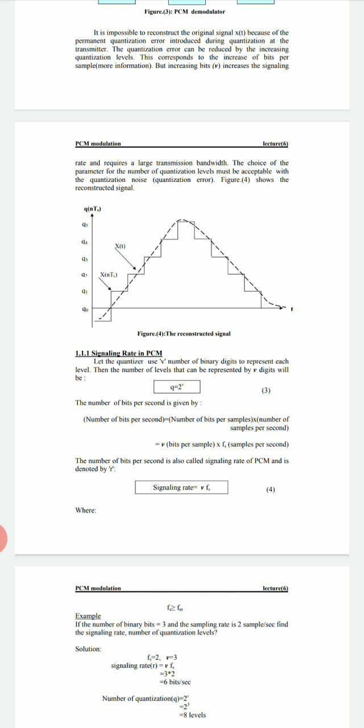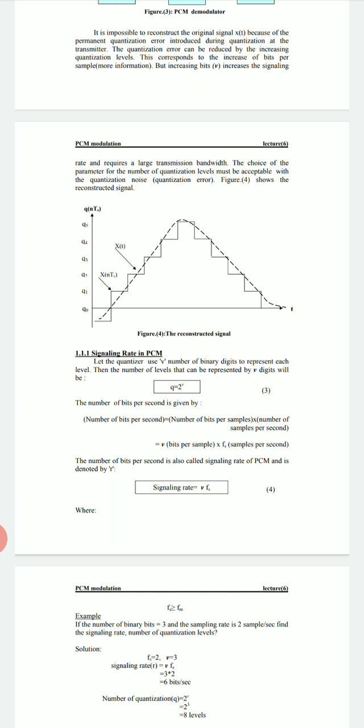So here, if we are saying which quantizer will use the number of bits, these are nothing but V, the number of binary digits to represent each level. At that time, the number of levels that can be represented by V digits will be Q equal to 2 raised to V.